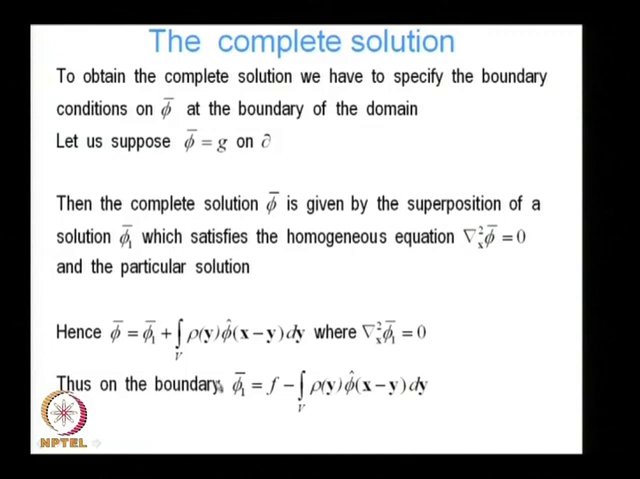Therefore, on the boundary phi 1 bar must be equal to g minus this value, because this is what I get. So, for phi bar to be equal to g on del v, I apologize for the earlier notation, phi 1 bar must be equal to g minus the particular solution on the boundary.